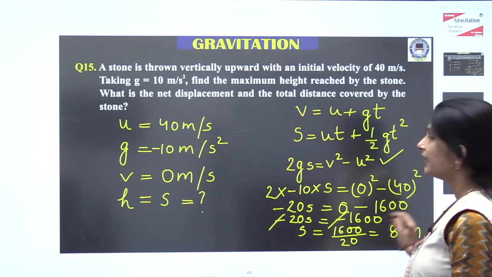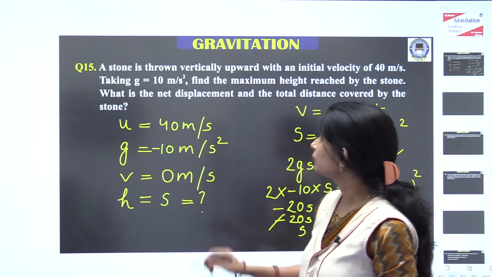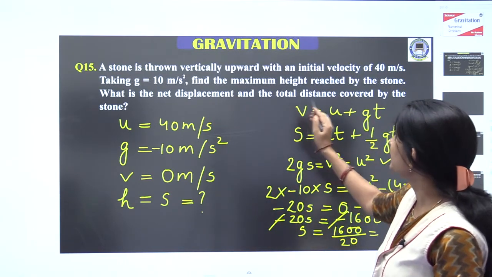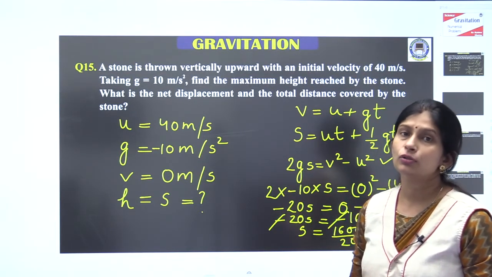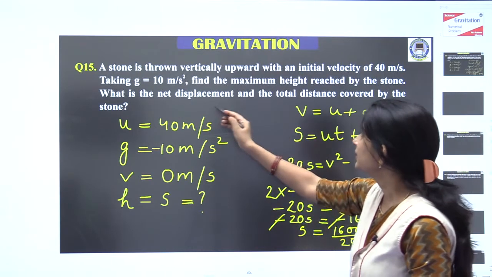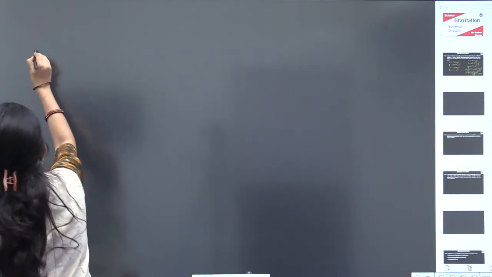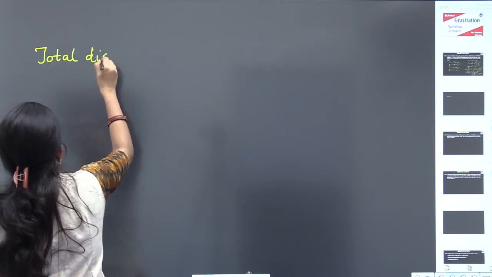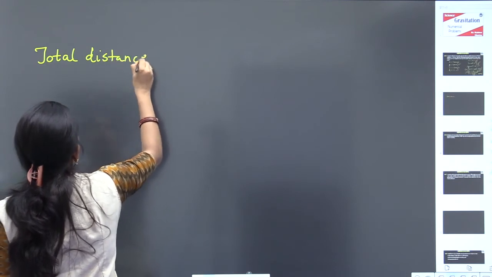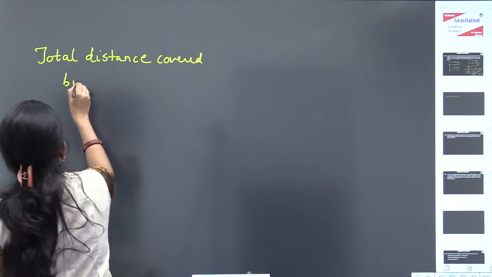Now in this question, net displacement and the total distance covered by the stone is also asked. So we have to calculate these quantities also. First of all, I am going to calculate the total distance covered by the stone.